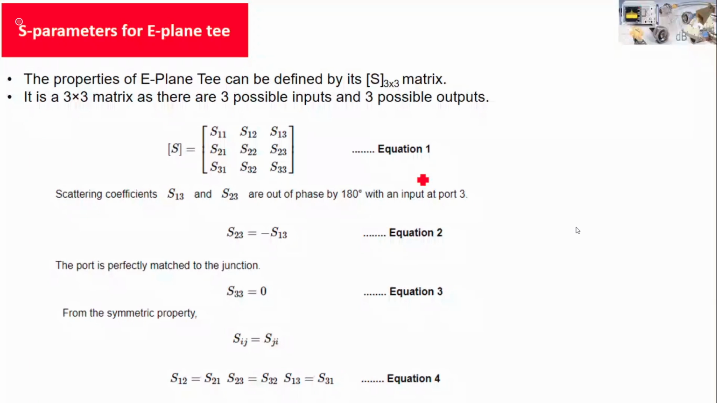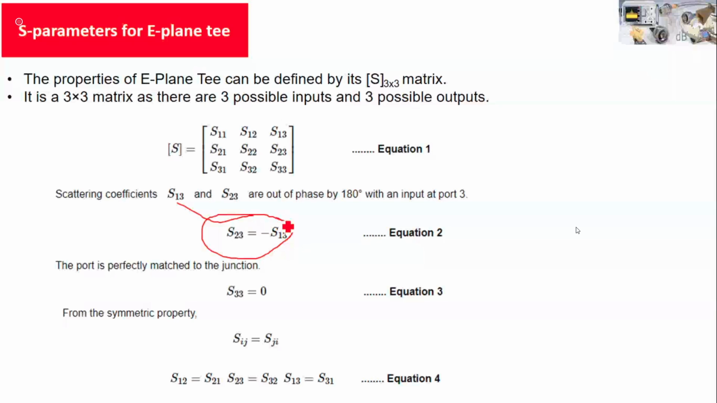Now let us see, S13 and S23 are out of phase. So S23 and S13 are out of phase, so we are representing it by a minus sign. Please note here, it is not always this scenario. Sometimes it may be with a different port. It depends on how you are feeding it.